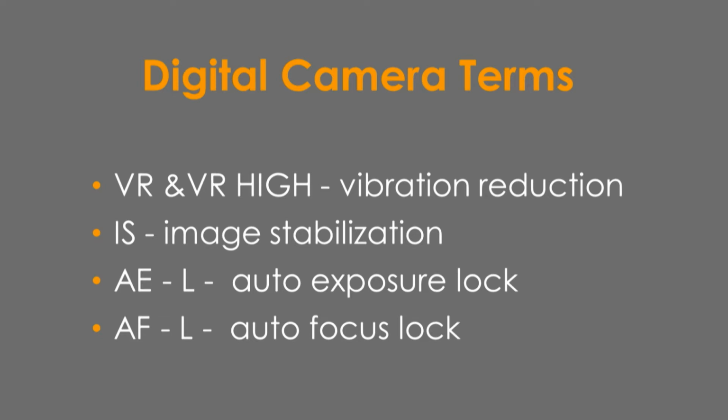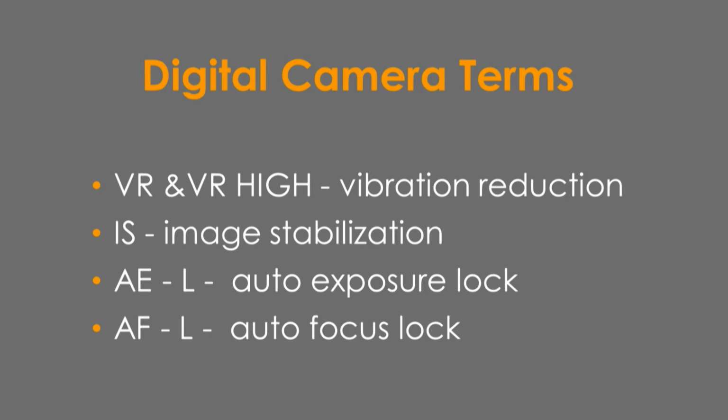Nikon calls it VR, Canon calls it IS, which is image stabilization. IS stands for image stabilization. Canon uses IS, whereas Nikon uses VR. Both are the same. Then you have the AEL. It is auto exposure lock.